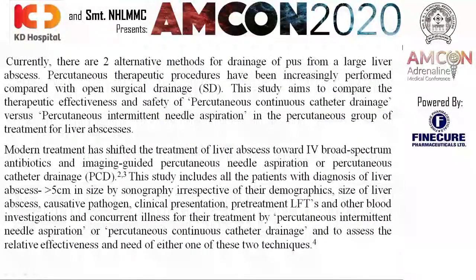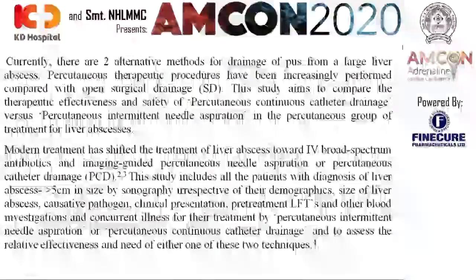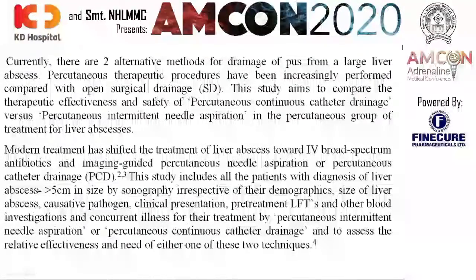Currently, there are two alternative methods for drainage of pus from a large liver abscess. Percutaneous therapeutic procedures have been increasingly performed compared with open surgical drainage. This study aims to compare the therapeutic effectiveness and safety of percutaneous continuous catheter drainage versus percutaneous intermittent needle aspiration. Modern treatment has shifted towards broad spectrum antibiotics and imaging-guided percutaneous needle aspiration or percutaneous catheter drainage. Next.